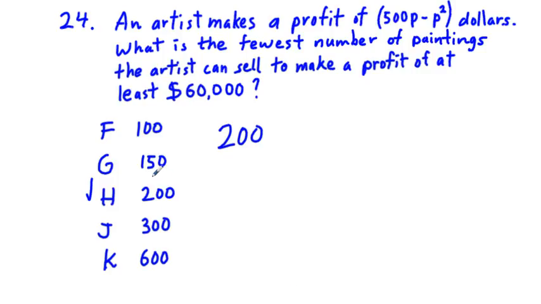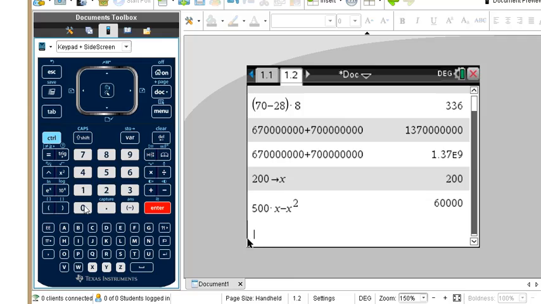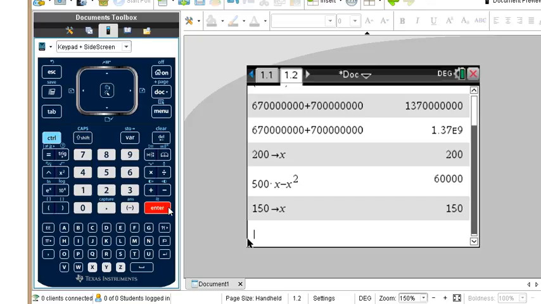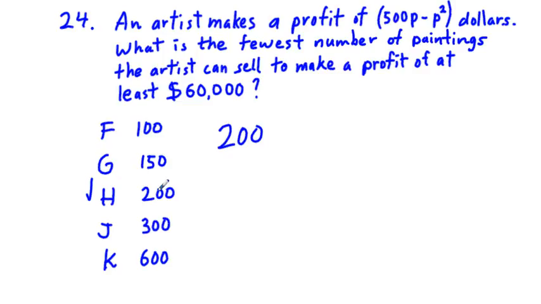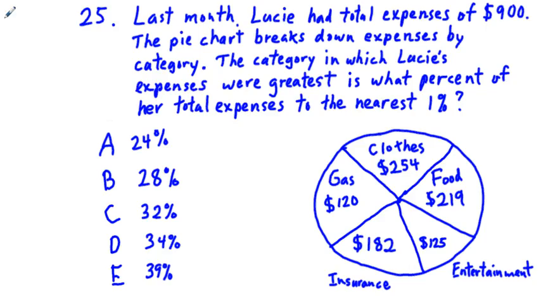So we can take the next lowest, which is 150. I'm going to take 150, Control Var X, and we get 150 stored here. In the same process as before, we take 500x minus x squared, and we get less than 60,000. So we can assume here that our smallest number of paintings that's going to make this $60,000 profit possible is 200. I know it took me more than a minute on average on that one.